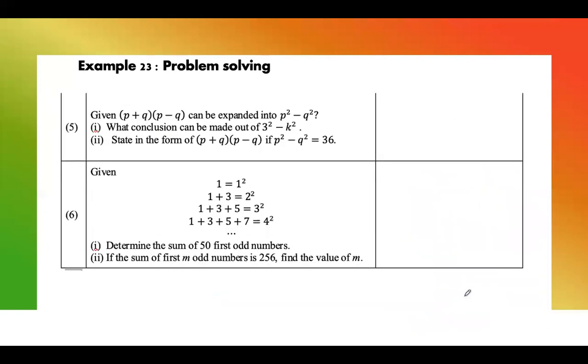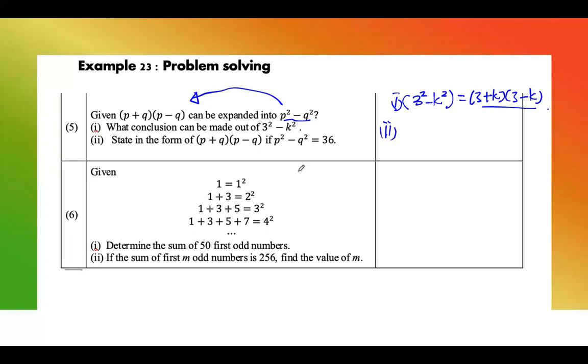Then question number 5. Given that P plus Q times P minus Q can be expanded into P squared minus Q squared, what conclusion can be made out of 3 squared minus K squared? The conclusion here is we are going to show this, from here to here. So this means 3 squared minus K squared. This is number 1. So you have 3 plus K, then 3 minus K. That is your answer.